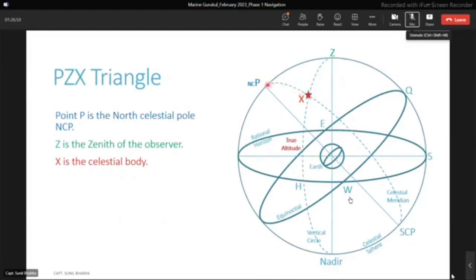The area covered by these three points, that is P the pole, Z the zenith, and X the celestial body, is the PZX triangle which we are interested in. So you can see this PZX triangle on the celestial sphere, which we use to solve most of our celestial navigation based problems. Now let us try to go a little deeper into the different parts of the PZX triangle.